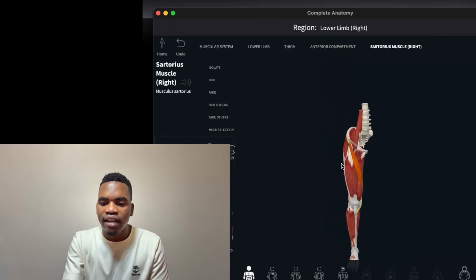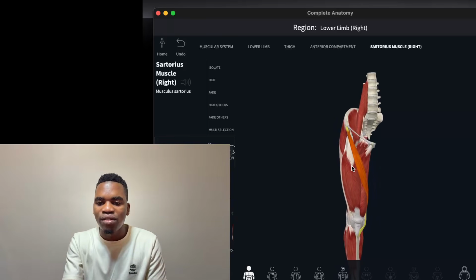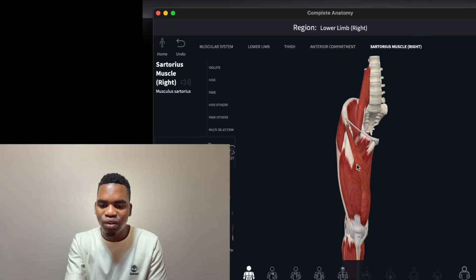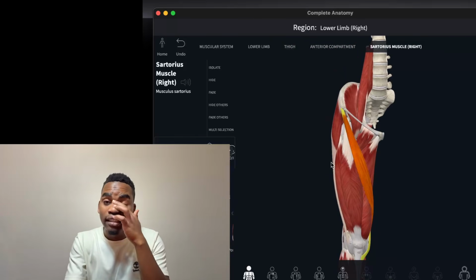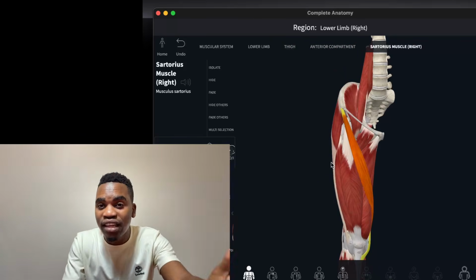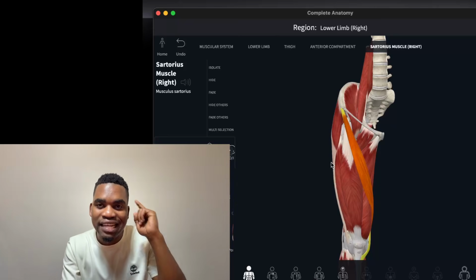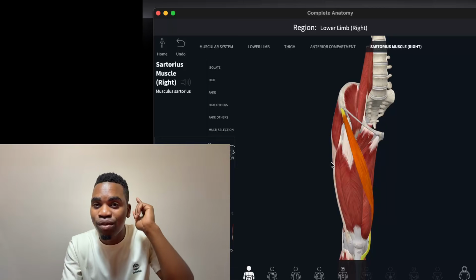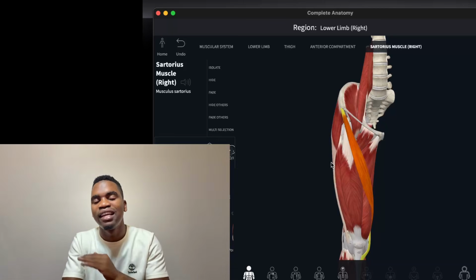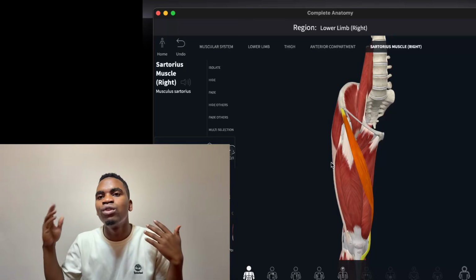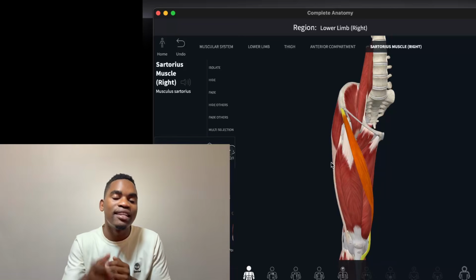Okay, what is the action of sartorius muscle? Now, the sartorius muscle is acting on both the hip joint and the knee joint. Number one, we said the anterior compartment muscles are flexors of the hip and extensors of the knee, but the sartorius muscle is a flexor of both the knee and the hip. It flexes both the hip joint and the knee joint, and this is so unique among the muscles of the anterior compartment because they were supposed to extend the knee, but this one is flexing the knee.